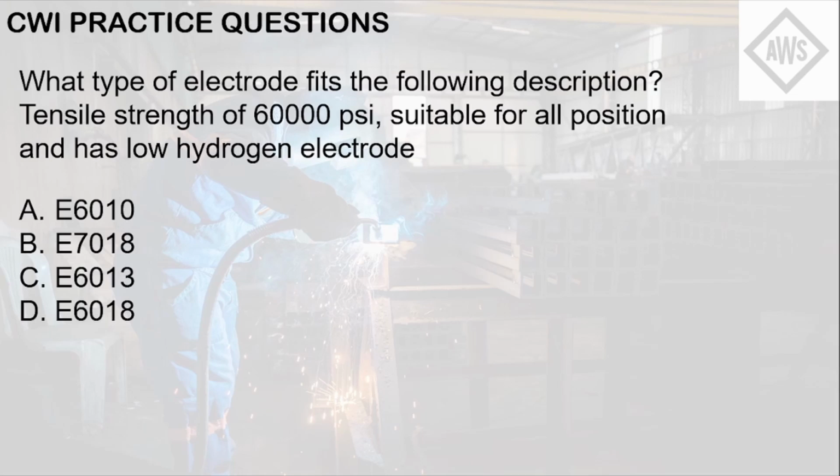E6013 might be the correct answer, but what does the number 3 mean as the last digit? Letter D, E6018. That is the correct answer because the last digit 8 refers to the low hydrogen electrode. Normally for low hydrogen electrodes, the last digit for SMAW ends with 5, 6, or 8. So that denotes a low hydrogen electrode.